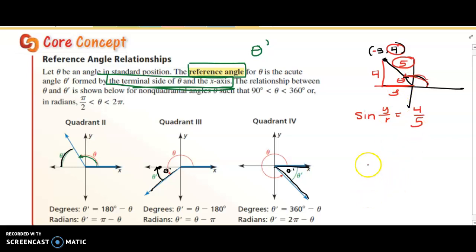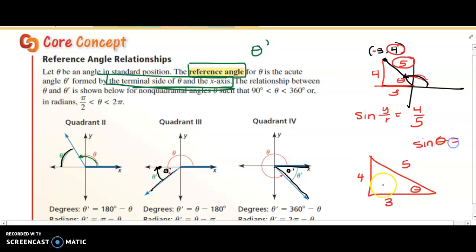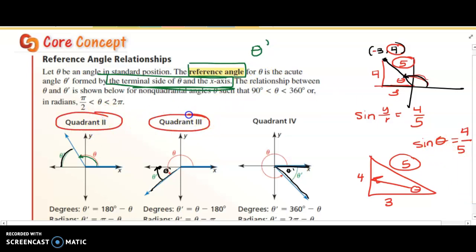But if we look at this triangle outside of the x-axis, 4, 3, this is our reference angle, 5. The sine of this is going to be opposite, which is 4, over hypotenuse, which is 5. So you can always use that reference angle and just find the 3 sides of the triangle. The only thing you'll have to keep in mind is the quadrant you're in will determine whether or not these values are positive or negative.